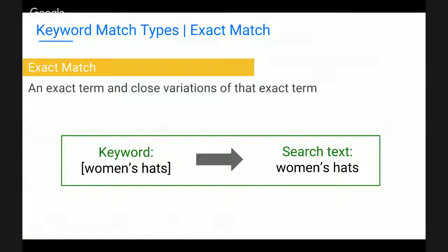If I go to Google and type women's hats online or women hats for sale, the ad will not end up getting triggered. So exact match will look at your keyword and match it exactly with the query in Google. If it matches, the ad ends up getting triggered. If it doesn't, the ad will not end up getting triggered.